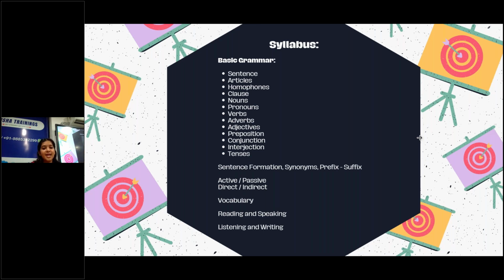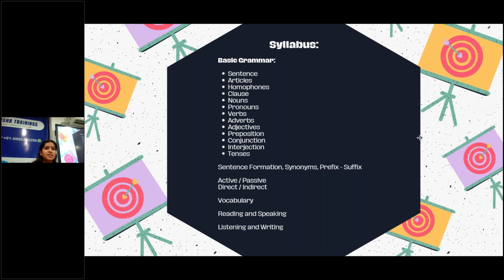The next one is sentence. How to form sentences, what sentences there are, what the parts of a sentence are, we will learn. And then we'll use articles, A and the, where to use, how to use. Homophones, clauses, nouns, pronouns, parts of speech: nouns, pronouns, verbs, adverbs, adjectives, prepositions, conjunctions, interjections.